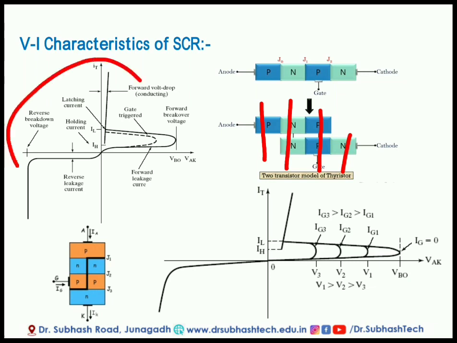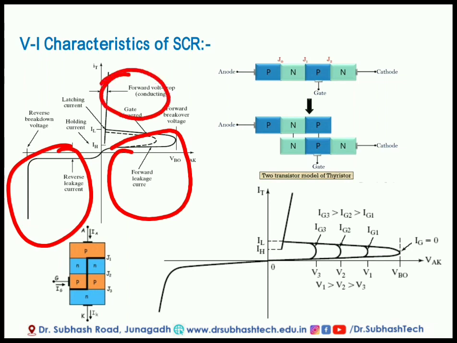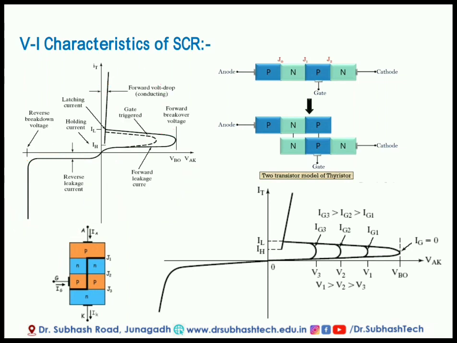Now this is the VI characteristic of SCR. Previously we discussed this region is known as reverse blocking mode, this region is forward blocking mode, and this is the conduction mode. Means in this region SCR is in off state, here also it is in off state, but whenever we apply some gate trigger or apply some higher voltage, then SCR becomes on and it is in forward conduction mode. So we can say that SCR only operates in forward conduction mode.